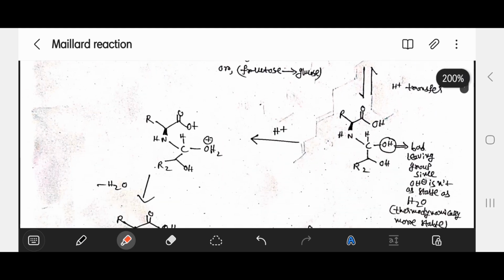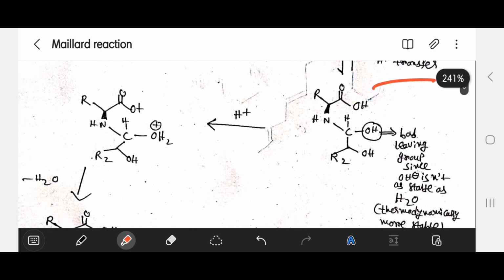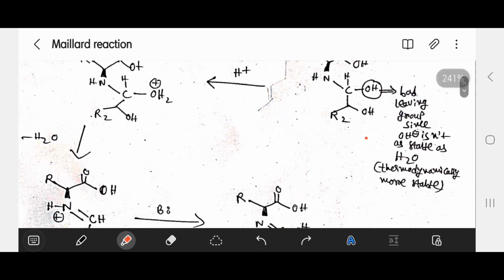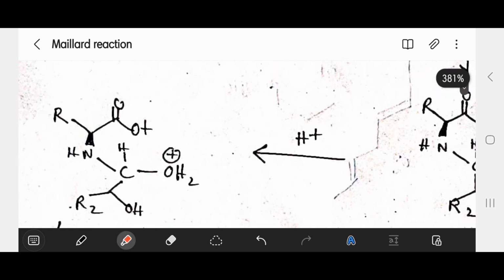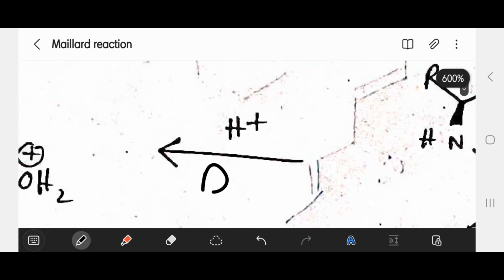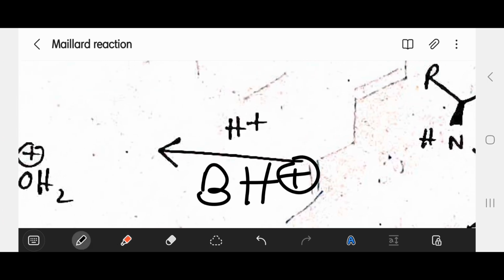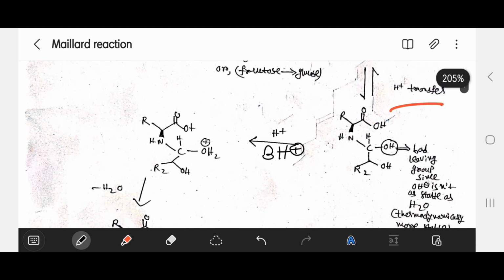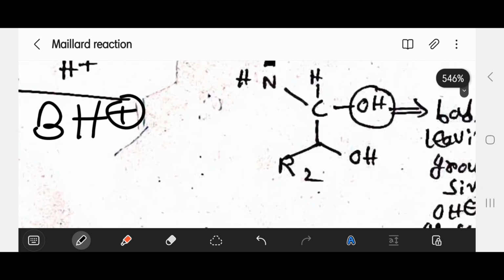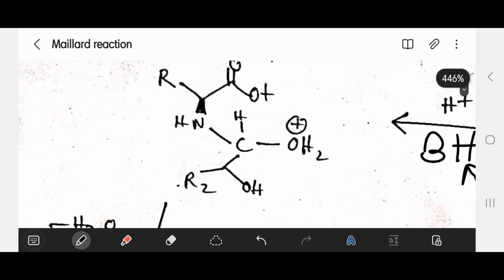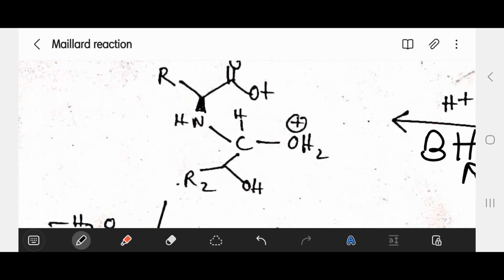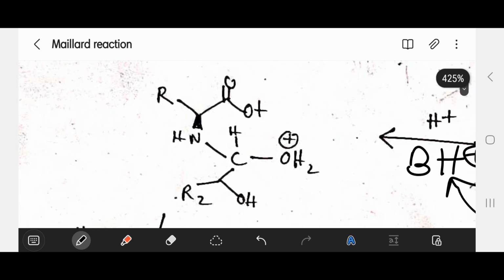and after hydrogen transfer we will get this intermediate. Now OH minus is a bad leaving group. Why? Because OH minus isn't as stable as H2O thermodynamically, obviously. So in the medium there is BH plus. BH plus means protonated base, and from there it will take H plus and it will become OH2 plus. The leaving group OH2 plus is a very good leaving group.